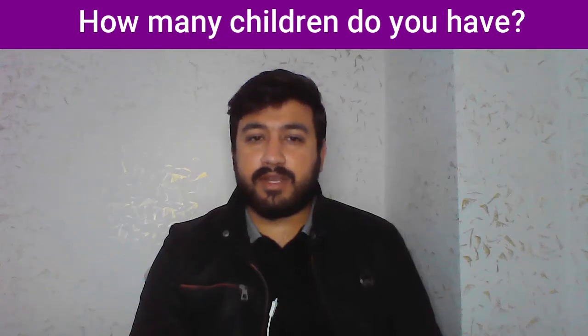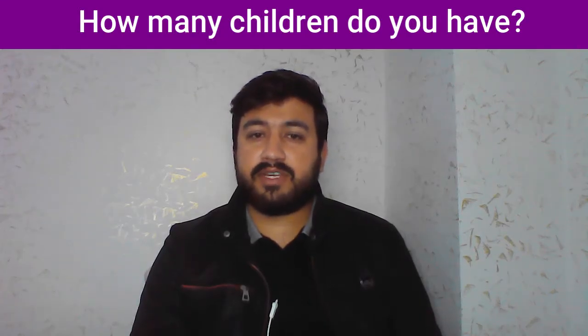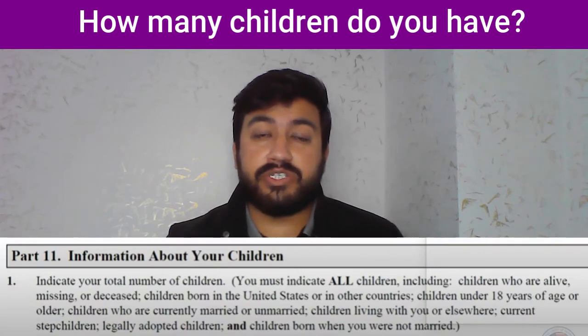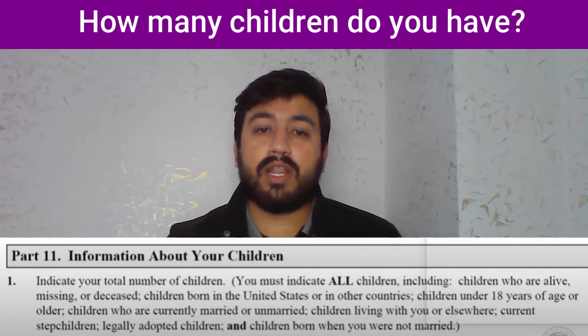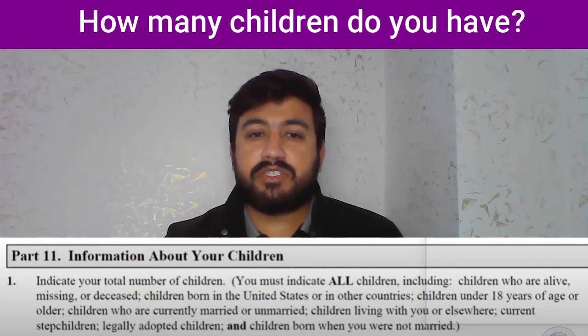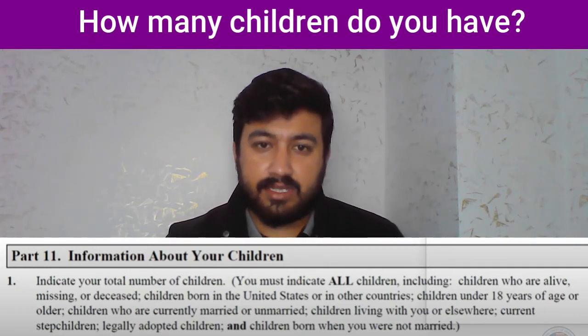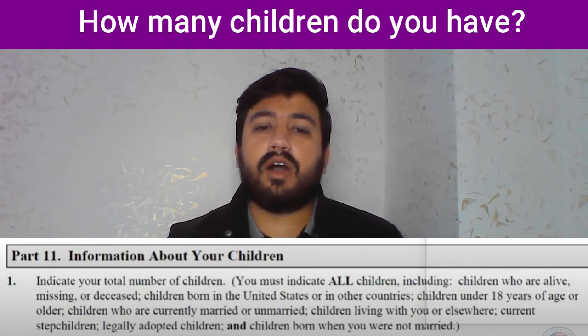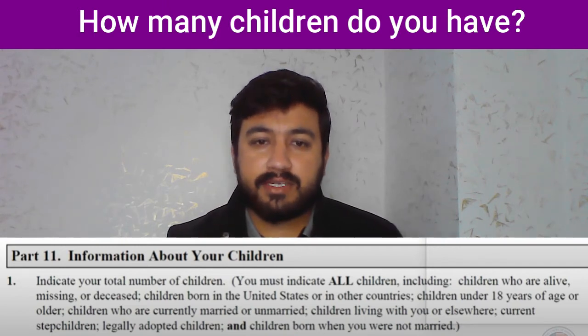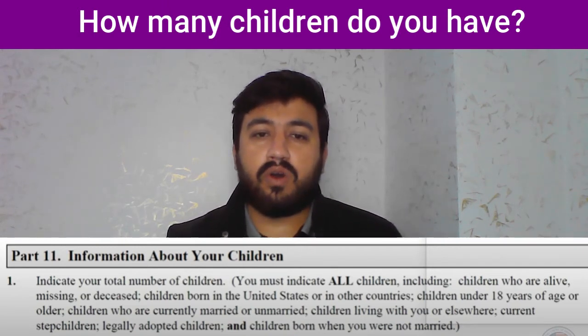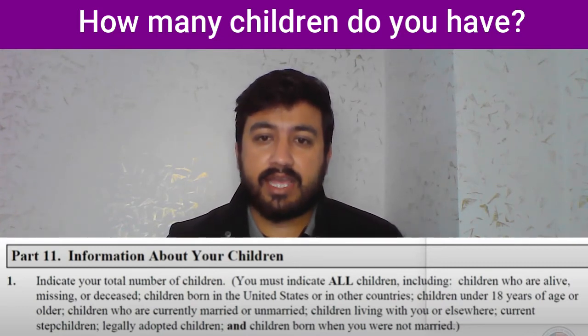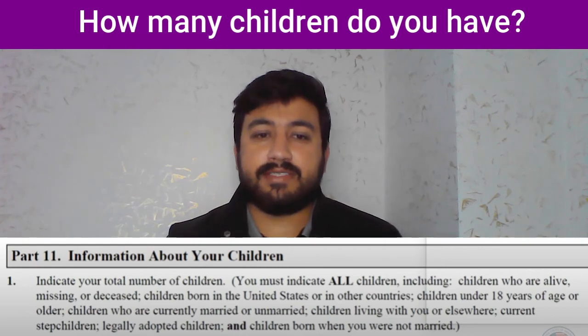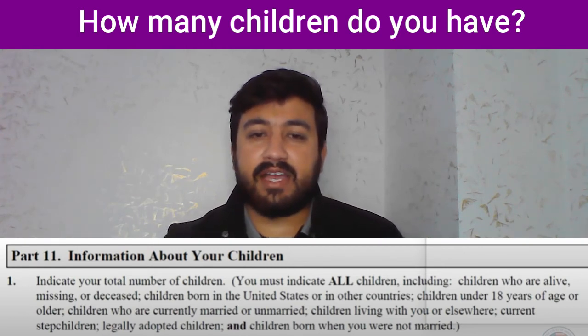On the N-400 application form, part 11, it says you must include all children, including children who are alive, missing or deceased, children born in the United States or in other countries, children under 18 years of age or older, children who are currently married or unmarried, children living with you or elsewhere, current stepchildren, legally adopted children, and children born when you were not married. So that's pretty much any kind of child.